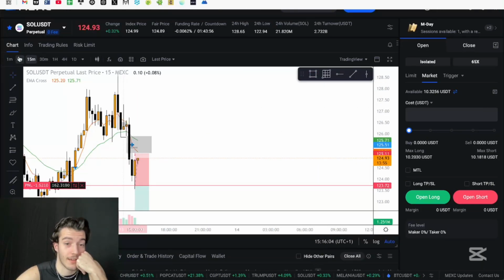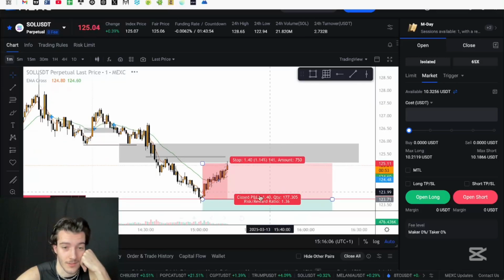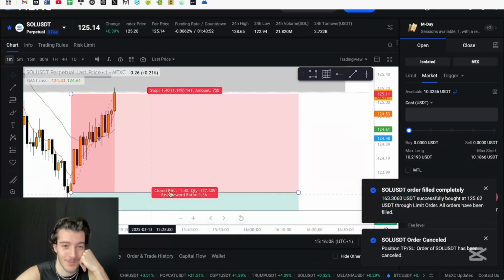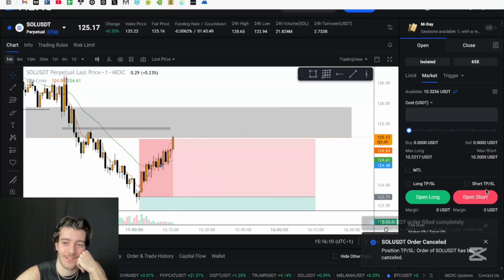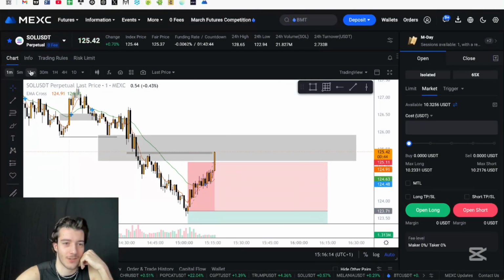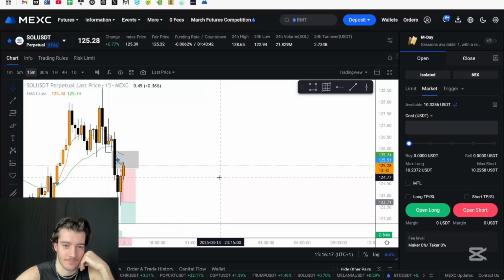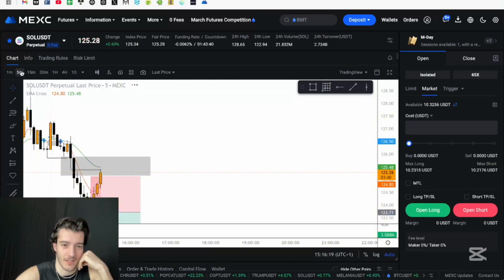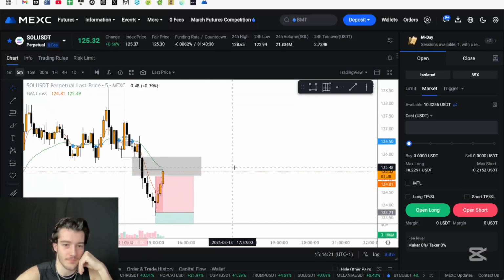I literally entered the worst time possible. The worst possible time I entered. We tapped into this 15-minute bearish now. Let's see how we react off of that. And let's see if we can re-enter now.